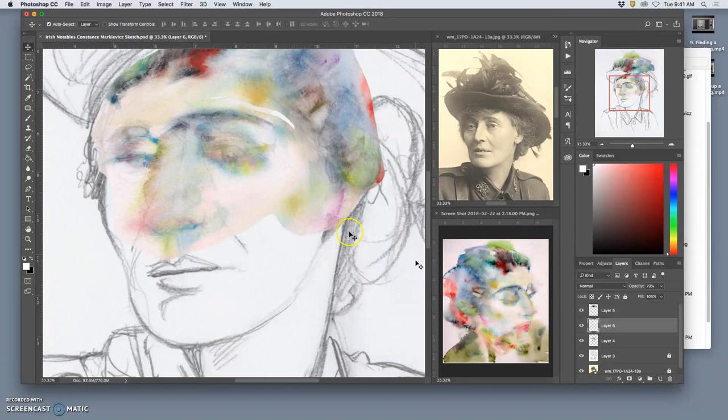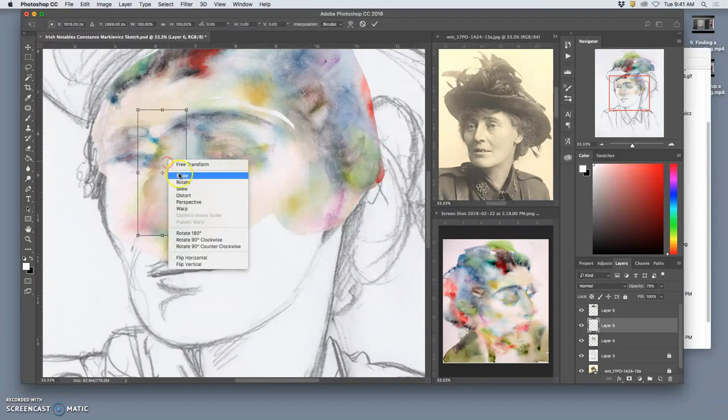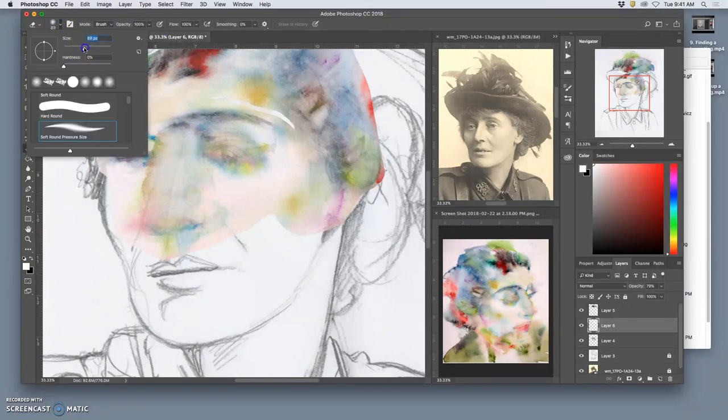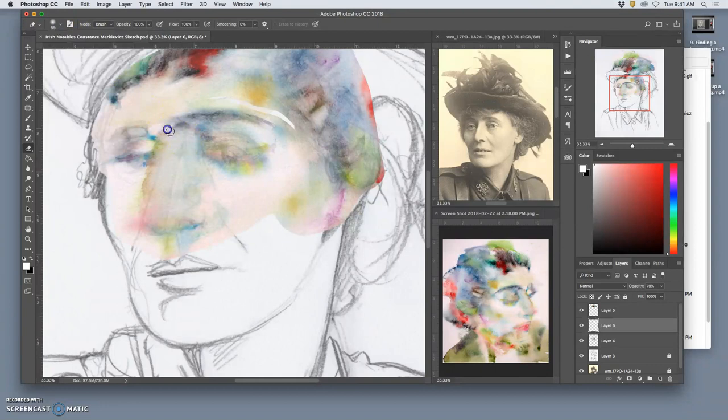Then I can move that duplicate around. I can even warp it and straighten out that nose a little bit so that when I paint, I can even erase. So that when I paint, the sharpness of that ridge of the nose is clear.